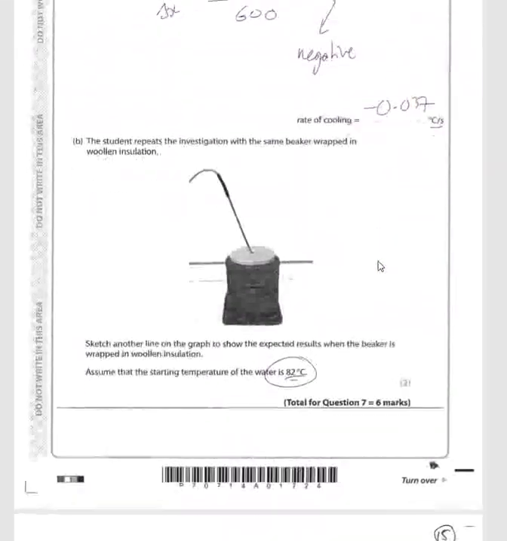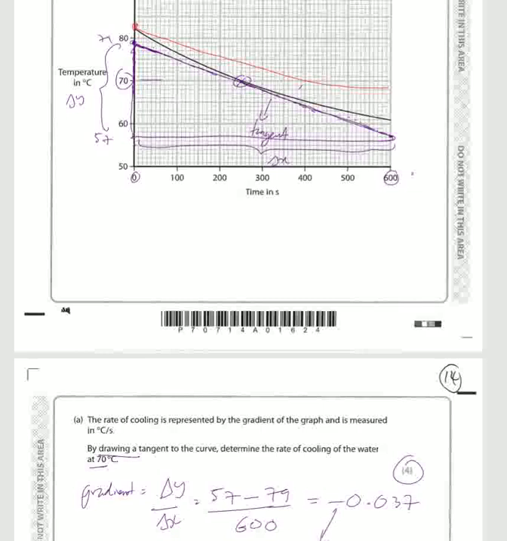So question B. This here is B. And that's all you need to do for the question. It needs to be a curve, and it needs to be similar to the black one.